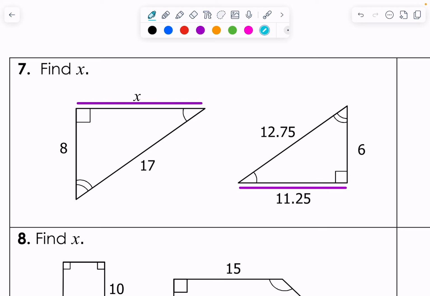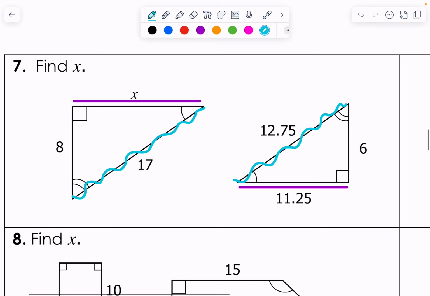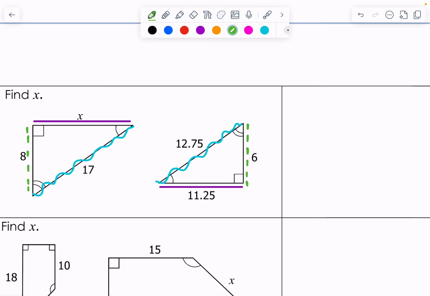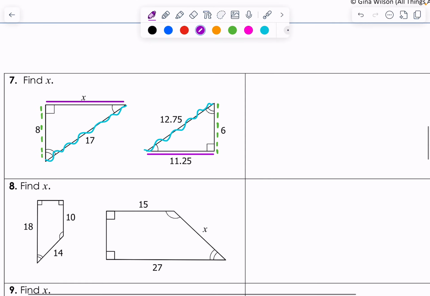All right, I notice that 17 goes from the 2 swoops to the 1 swoop, so that corresponds with this 12.75 right here. I'm using different colors, but maybe you don't have different colors, so maybe you want to use some different ways of notating what matches. And then 8 corresponds with this side 6 over here. So we only need 2 sets of sides. For sure, we're going to need our x and our 11.25.